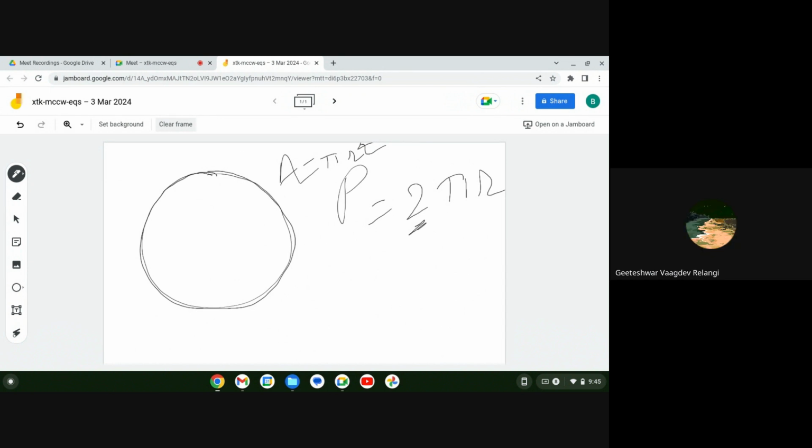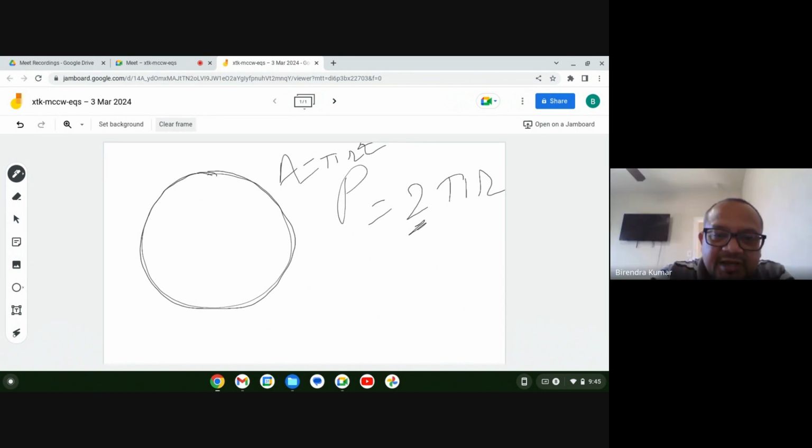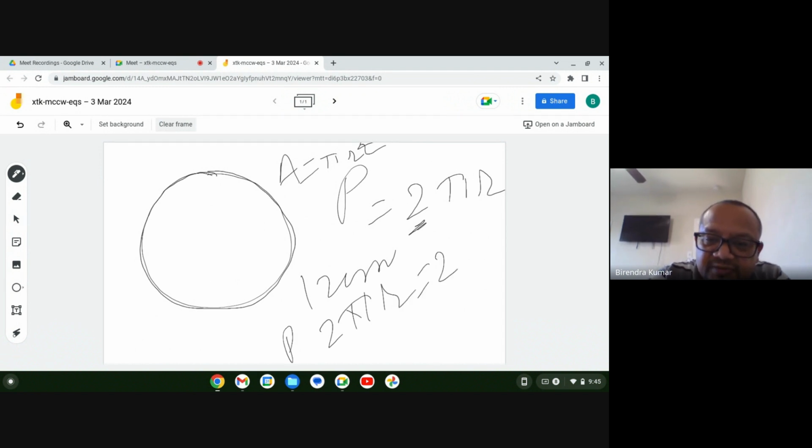So let's say somebody says, okay, radius is 12 centimeters. Find out the perimeter. You say, okay, fine. 2 times pi times r is the formula for perimeter. Let me put the value. 2 times pi, where pi is 22 by 7, and radius is 12 centimeters. Then do the calculation. That is the answer for this.